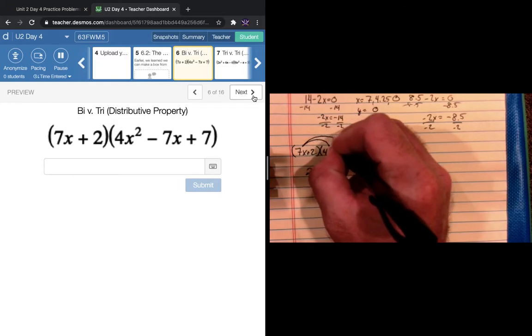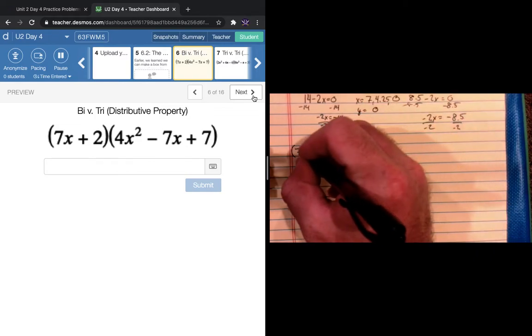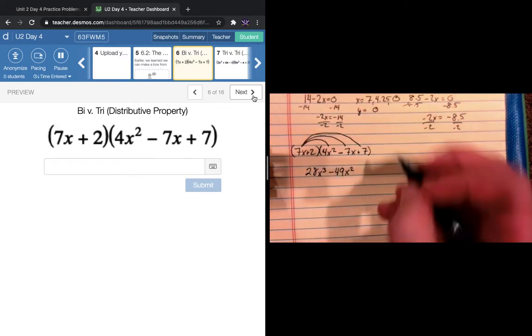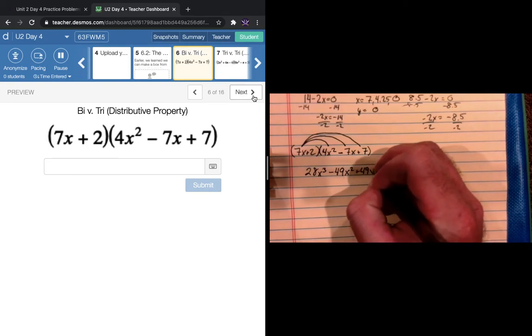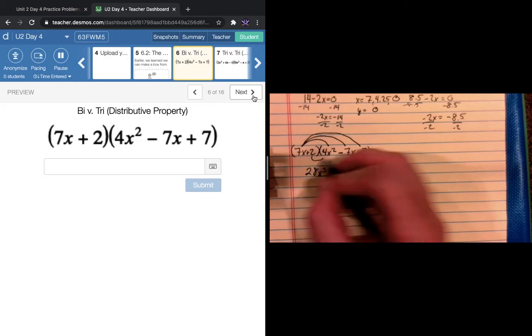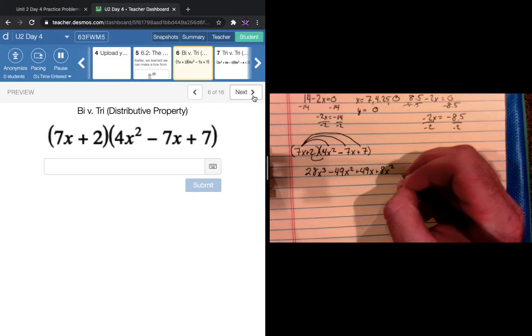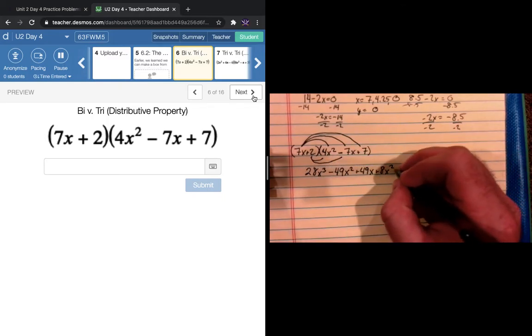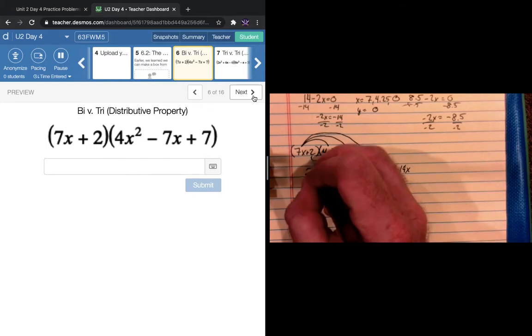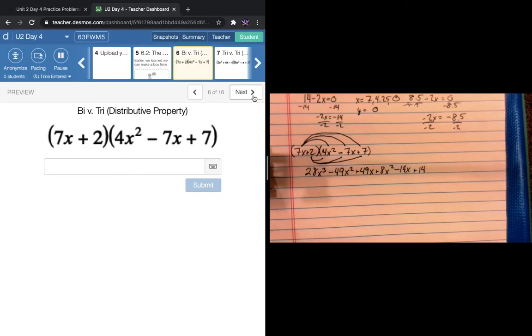Then I do here 7x and a negative 7x gives me negative 49x squared. And then I do my last one here: 7x times 7 is 49x. Then I come inside. 2 times 4x squared, which is 8x squared. I have a 2 times a negative 7x, which gives me negative 14x. And then I have a 2 times a 7, which gives me 14.